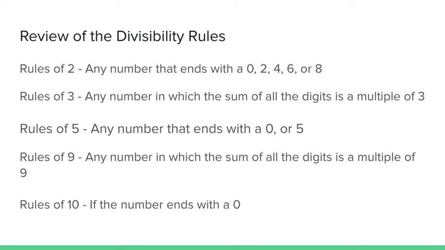Rules of 9, exact same as the rule for 3. You take all of the digits that make up the number, add them together. If it's a multiple of 9, it's in fact divisible by 9. And then the divisibility rule for 10 is if the number ends with a 0, it's divisible by 10. Pretty straightforward.